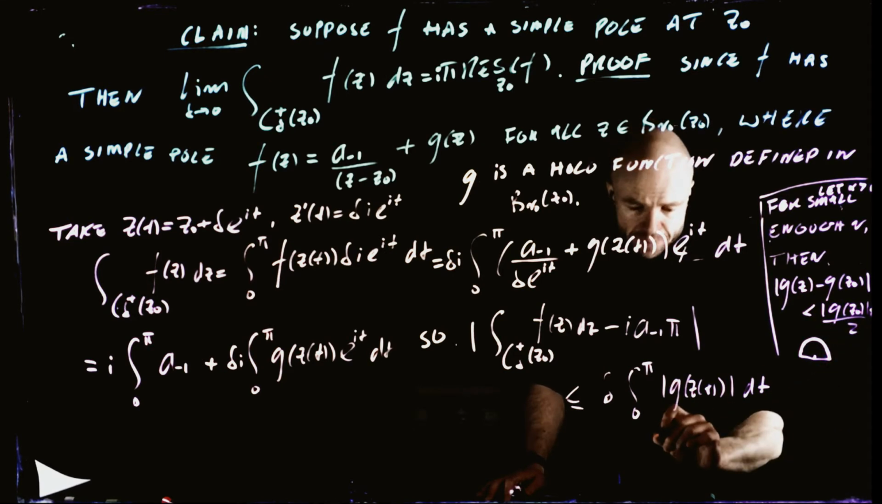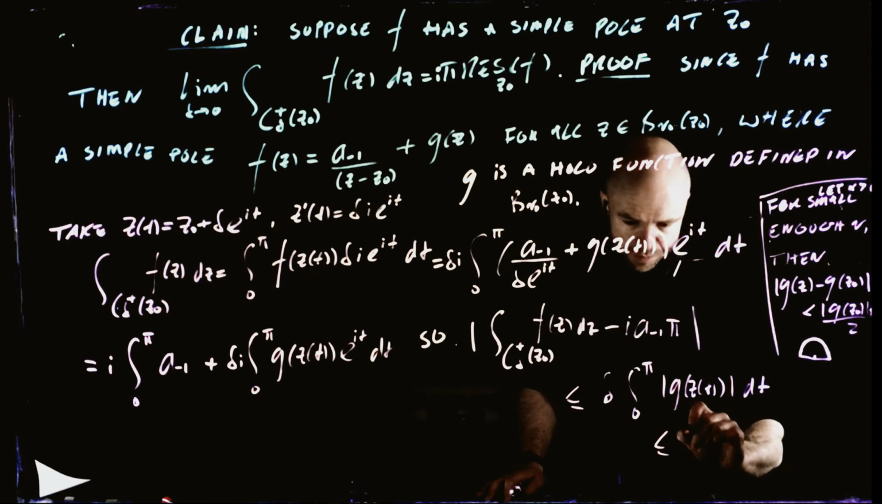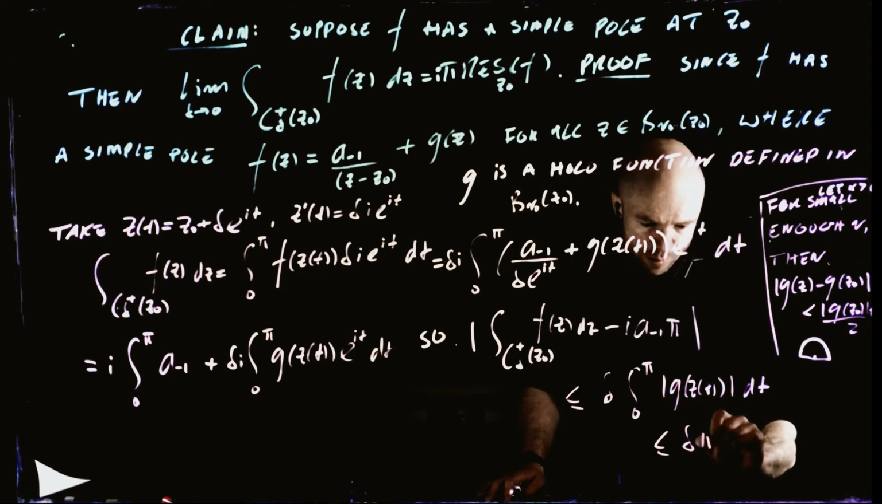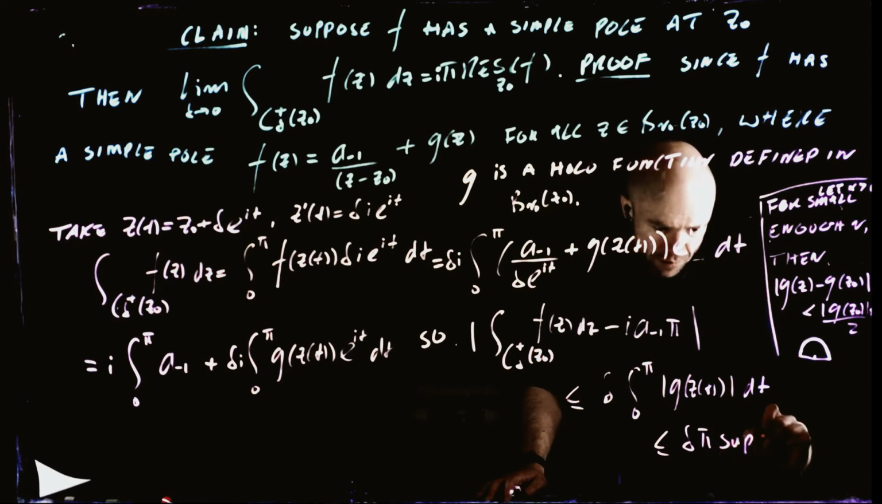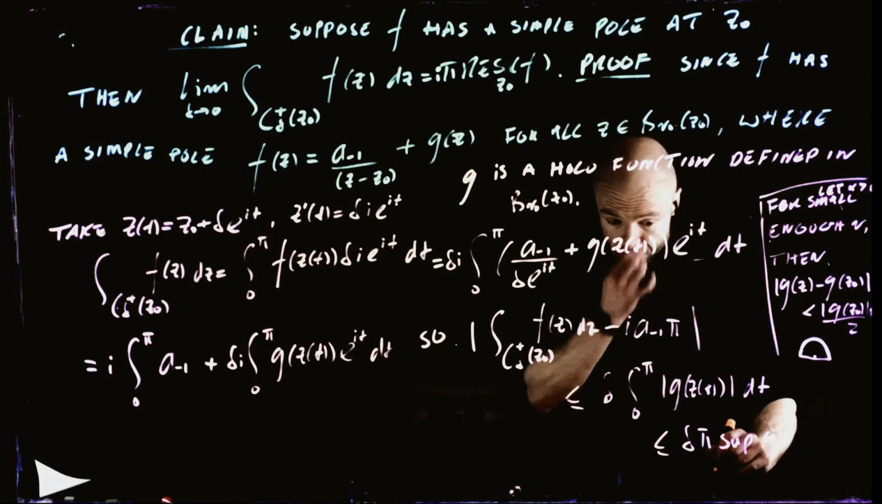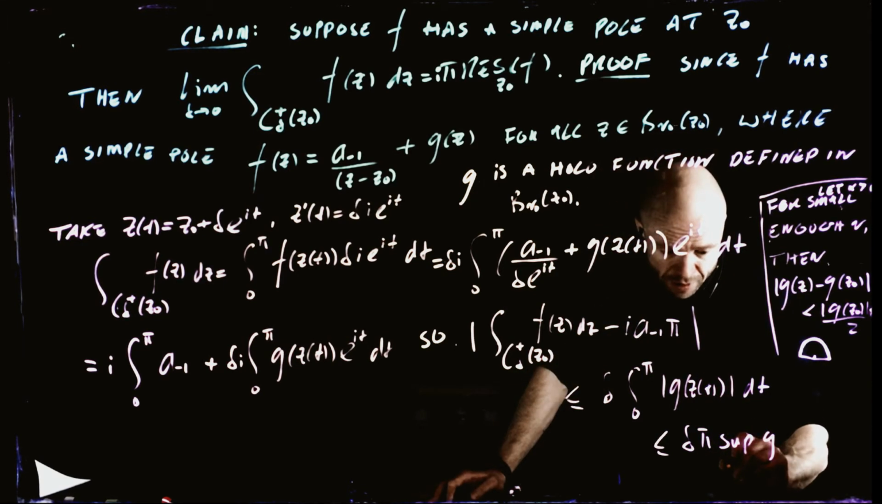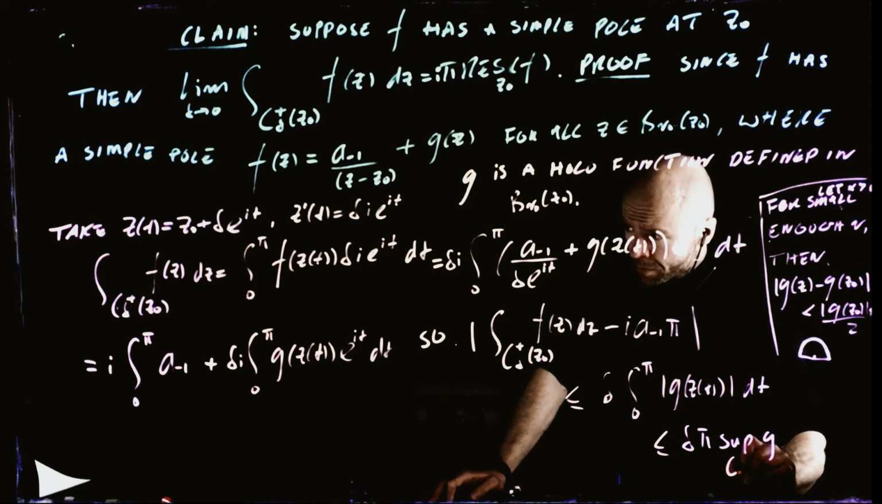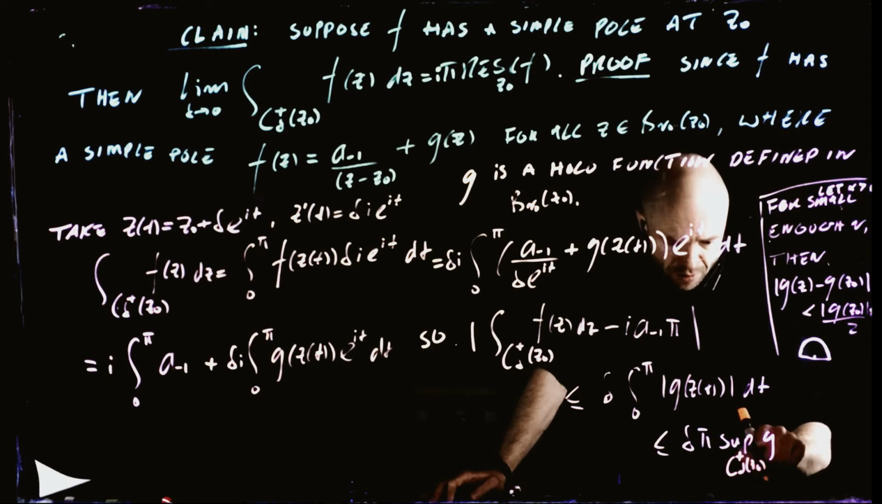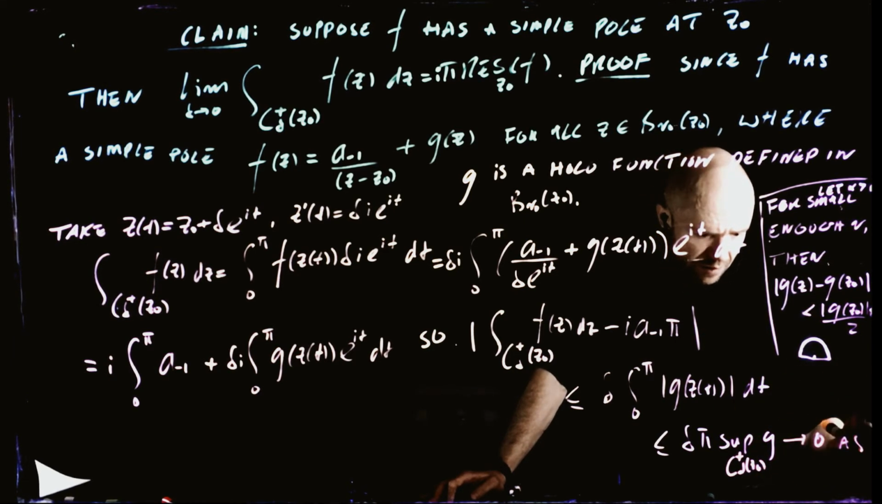So then this thing is less than delta times pi, the supremum of g. Actually, I can just do it this way, just the supremum of g on this semicircle like this, C delta plus z0. This thing, as we've just seen, is bounded, so then this thing goes to 0 as delta goes to 0. Yeah?